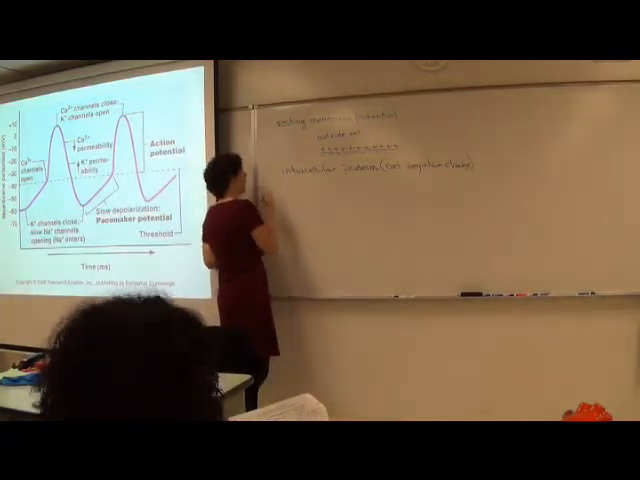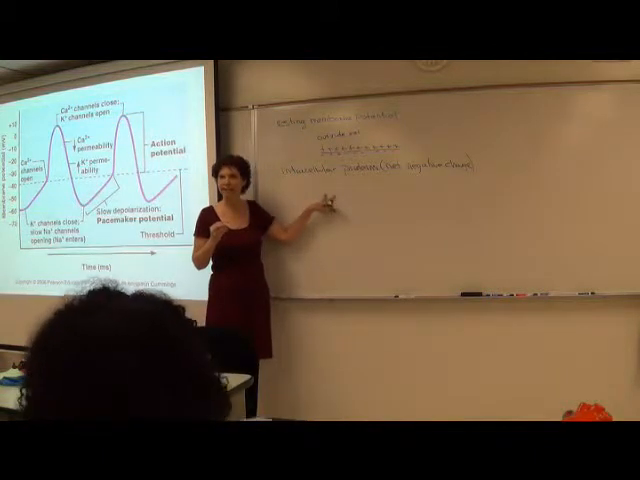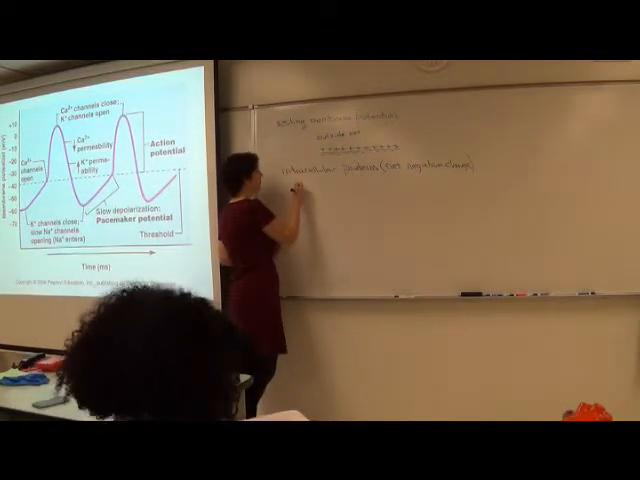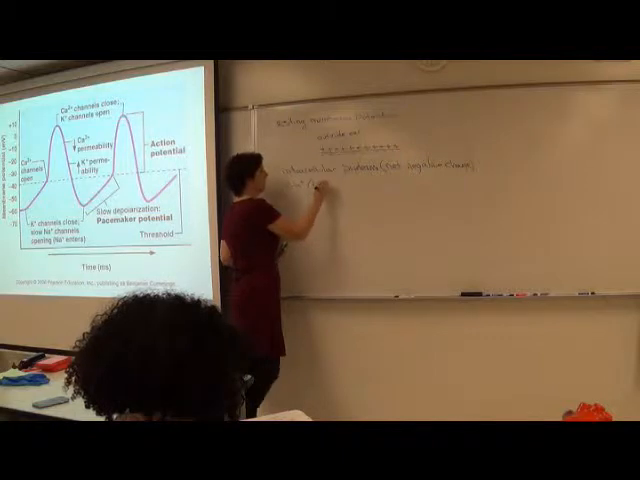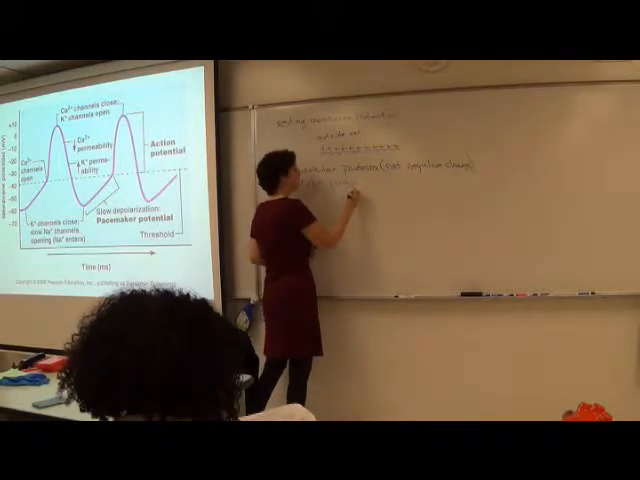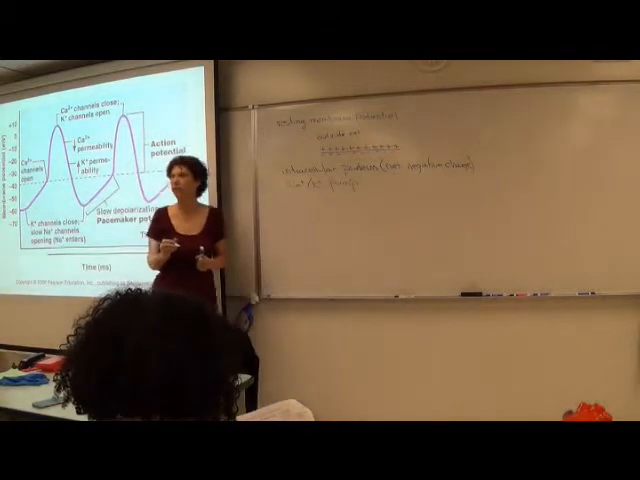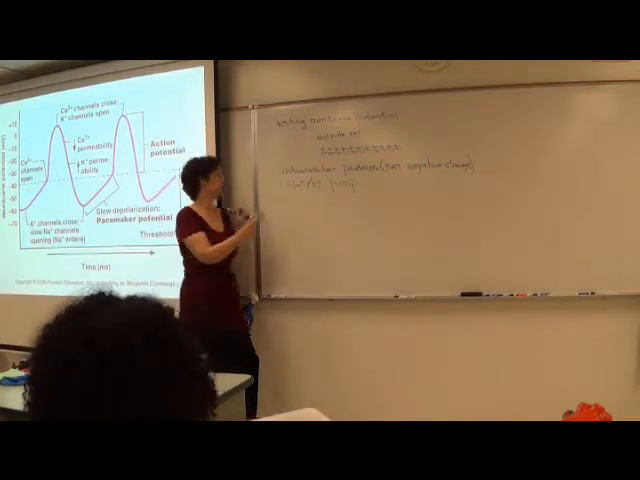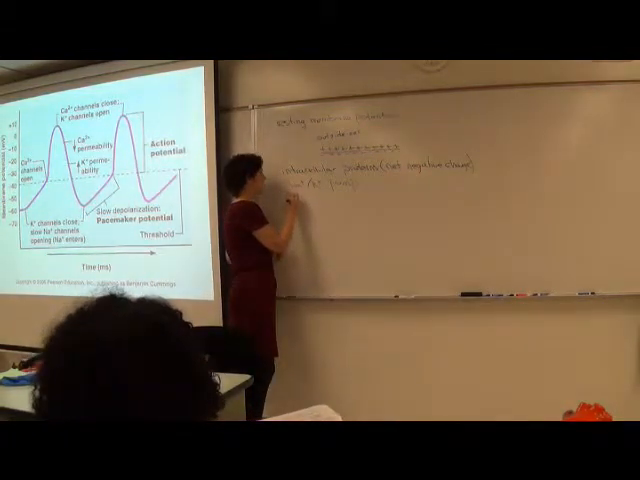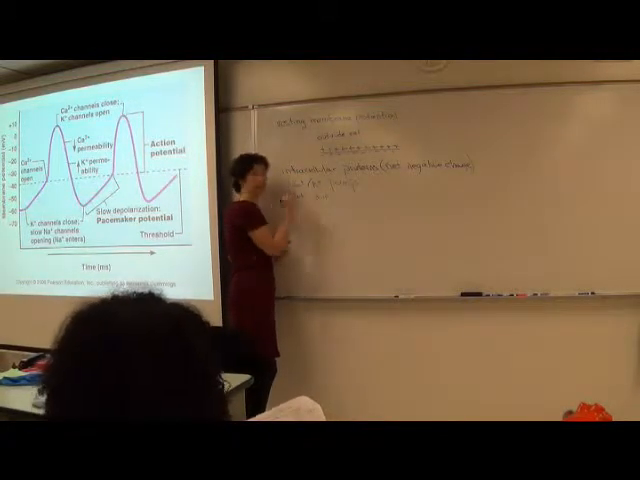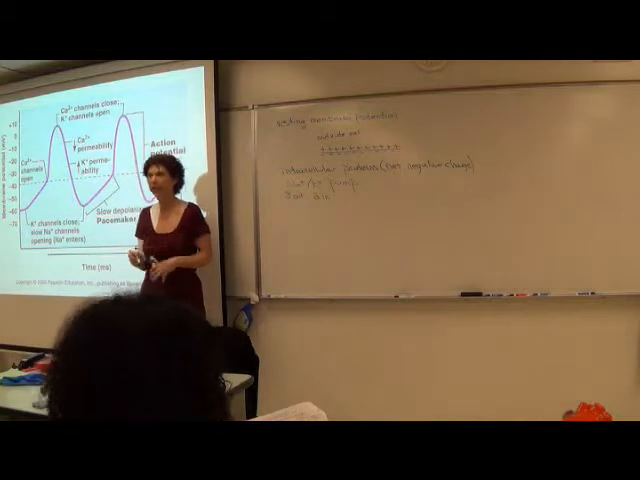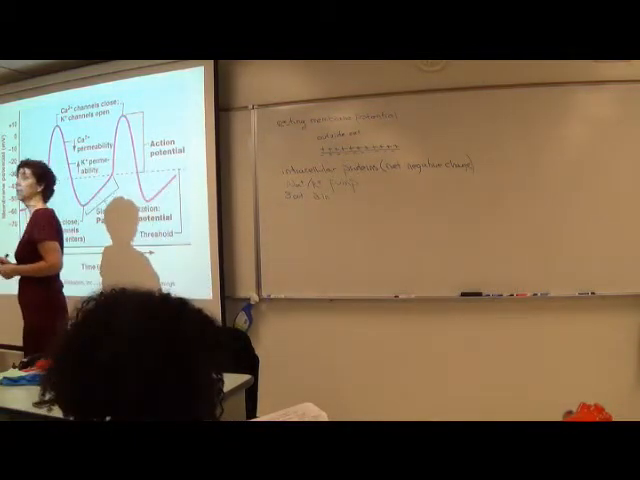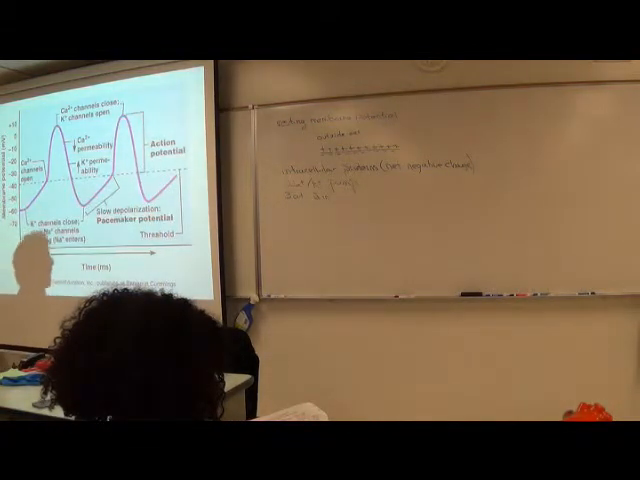Someone mentioned the pump. Which pump are we talking about? The sodium-potassium pump. How does that create a net negative charge? It swaps out sodium: three sodium ions out for every two potassium ions in, and therefore there's a net loss of positive charges. And then the leak channels.